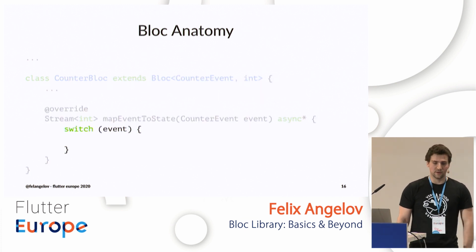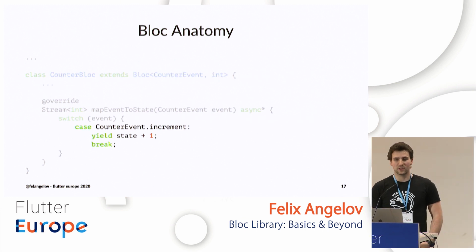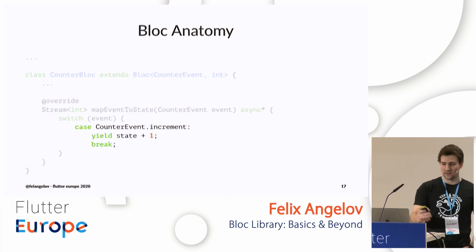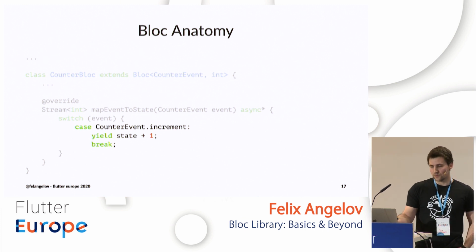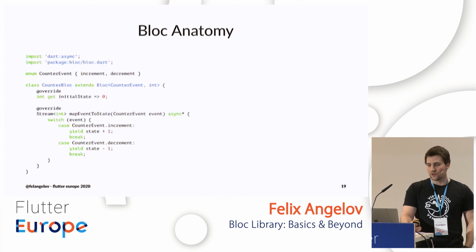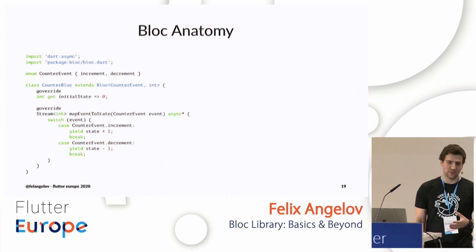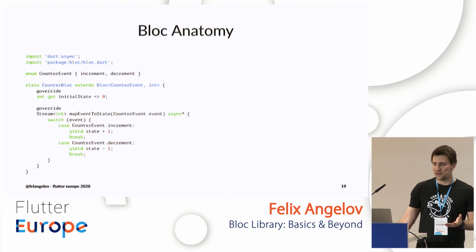We can do that easily in the counter example by just switching on the event. And for the increment case, we're just going to yield the current state of the bloc, which we can access via the state property, +1. And then for decrement, we can do the same thing, -1, right? So all in all, we have this little chunk of code, and that encapsulates all of the business logic that you need for this counter application.